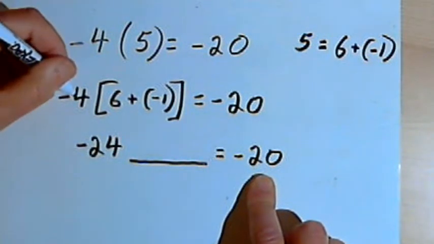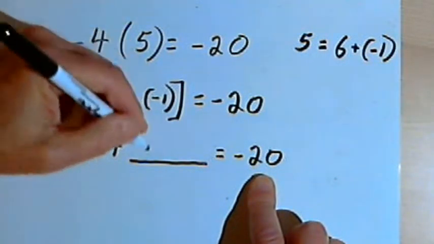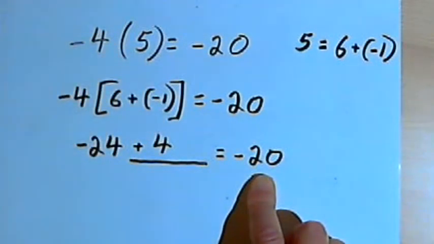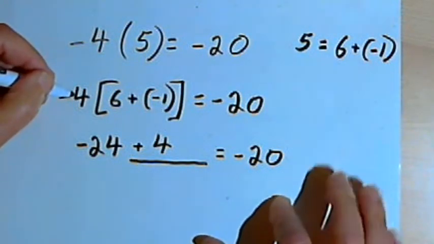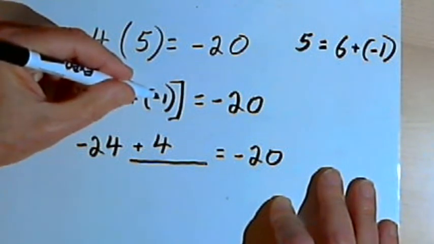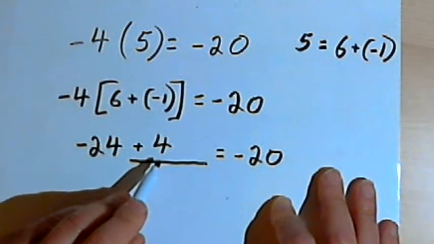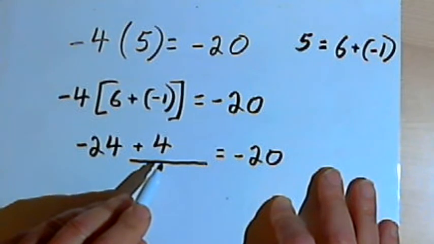What that means is that negative 4 times negative 1 has to equal positive 4 for this equation to work. So once again what I've done is I've taken a negative number, multiplied it by a negative number, negative 4 times negative 1, and I've ended up with a positive number. Okay?